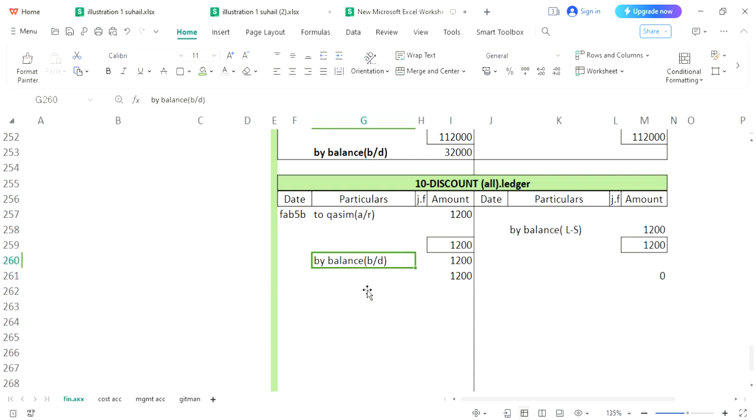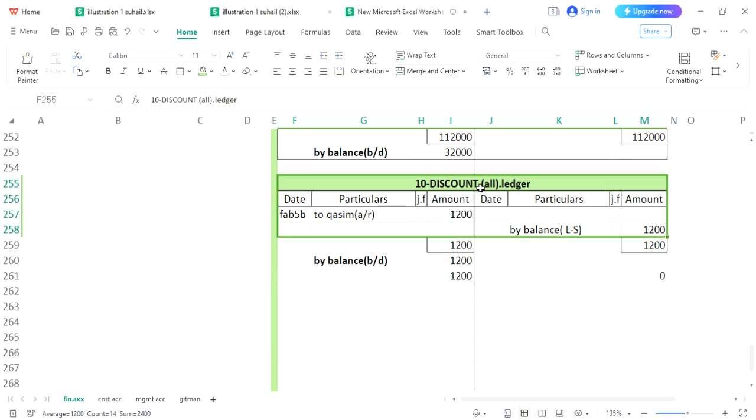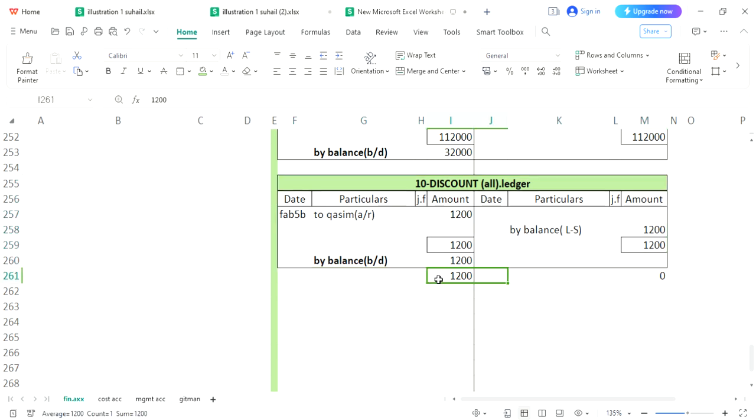The sole purpose of making any ledger was to calculate balance brought down, and the purpose has been served. It means we can mark this ledger as completed. Balance brought down has been calculated, so we mark an ending line after balance brought down. These sums were written just for reference, and now they are not needed here, so you can erase them.